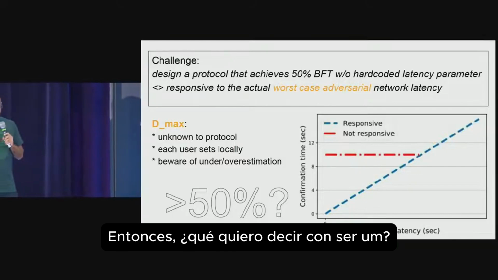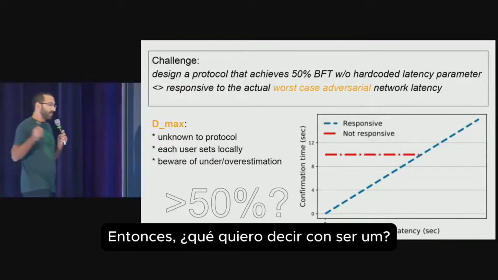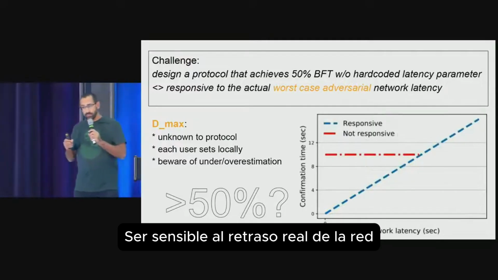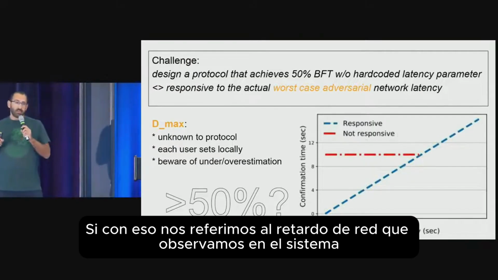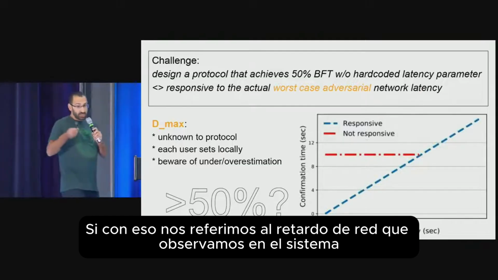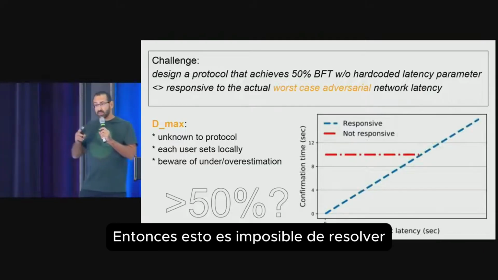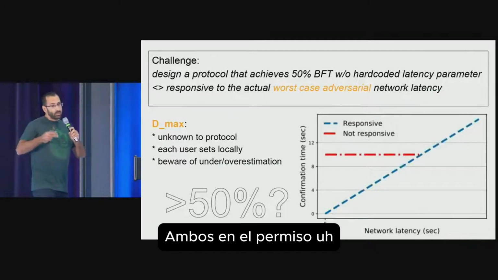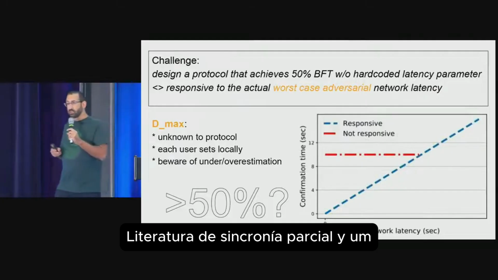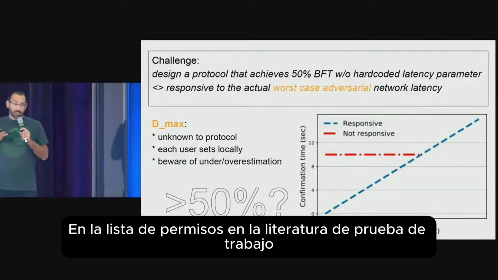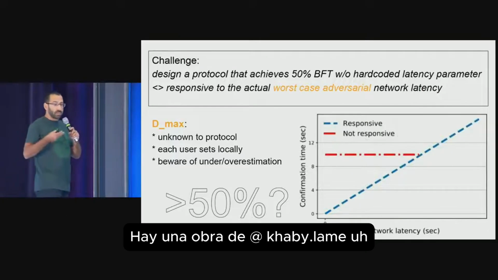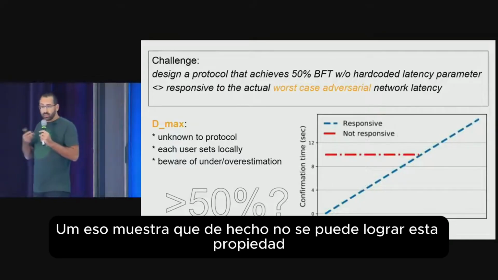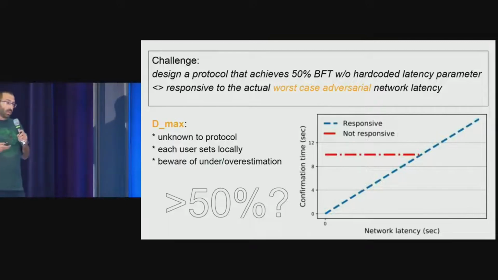So what do I mean by being responsive to the actual network delay? If by that we mean the network delay that we observe in the system, then this is impossible to solve. This is a known impossibility result, both in the permissioned partial synchrony literature and in the permissionless proof of work literature. There's a work by Pass and Shi that shows that indeed you can't achieve this property.